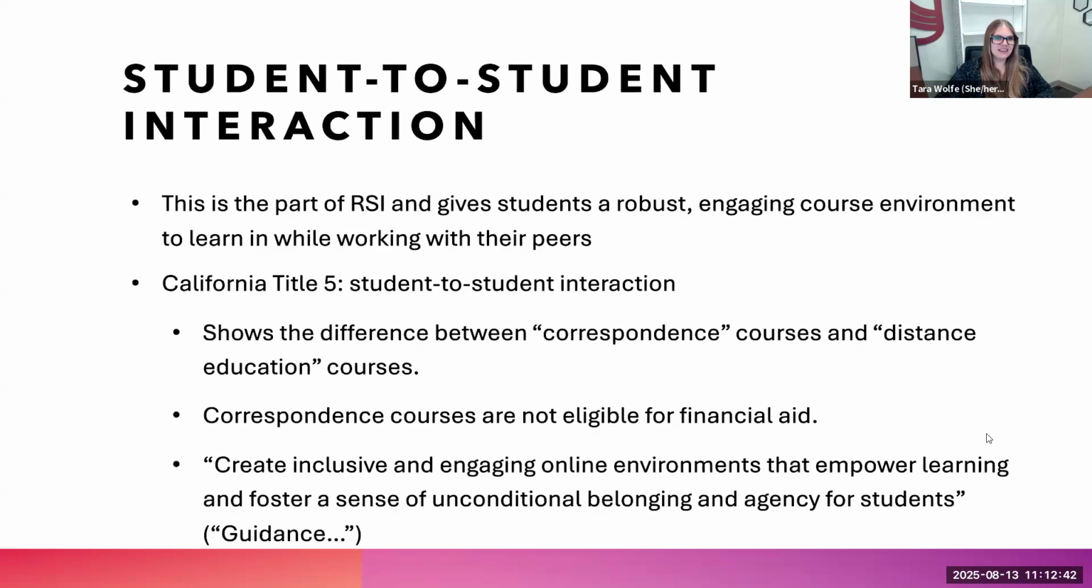All right. So coming back to our student to student interaction. This is another key part of RSI and making sure that we're giving students a robust and engaging course environment to learn in while working with their peers. Just because they're taking an online class doesn't mean that they're isolated or taking this as a one-on-one class, right? There should be a class dynamic where they have a chance to engage with their peers. Todd, did you have a question?